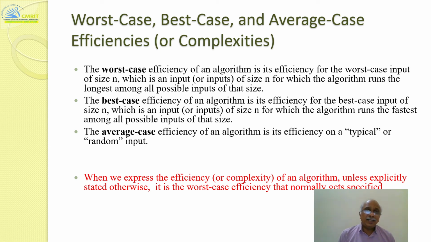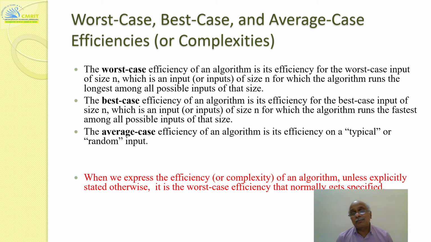Now, the third category of analysis is the average case efficiency analysis, and this is much more complex. The average case efficiency of an algorithm is its efficiency on a typical or a random input. In our case, if you assume that the key is present, the key could be the first element, the second, the third, or the last element. So on an average, you have to scan half of the array, assuming that the key is present. So you can say that the average case is half of n.